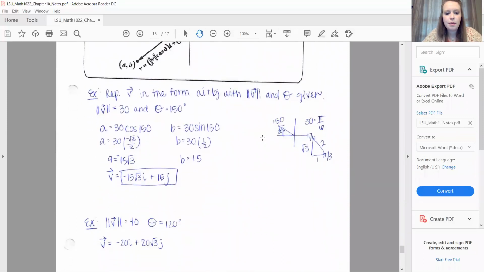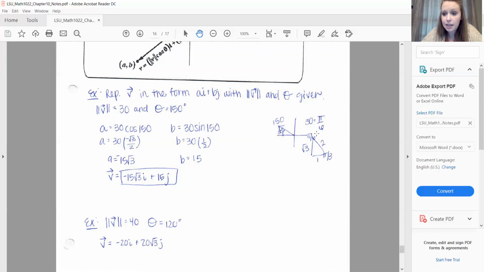Okay, it says representing vector V in the form of AI plus BJ with magnitude of V and theta given. So the magnitude is 30 and the theta is 150. Okay, so I drew it out over here for you. If it's 150, that means I'm 30 degrees from 180. 30 degrees is the same thing as pi over 6, so I need to know pi over 6 angle.